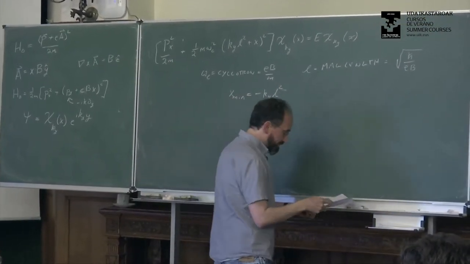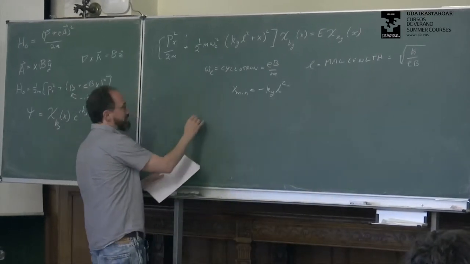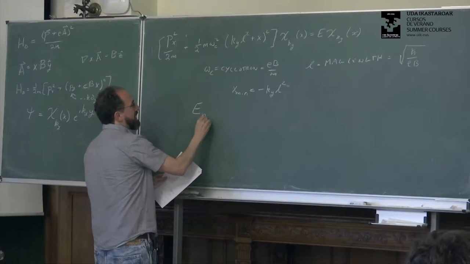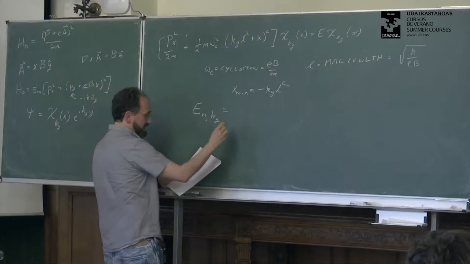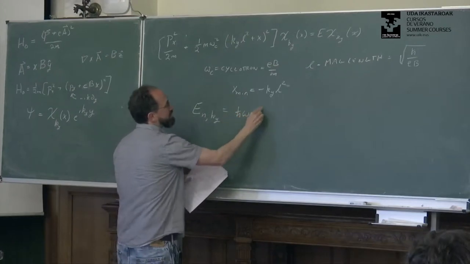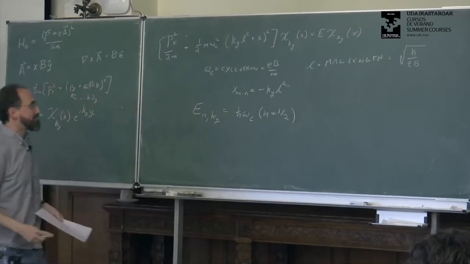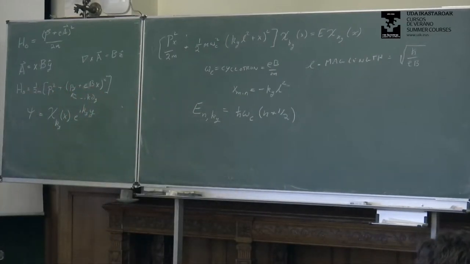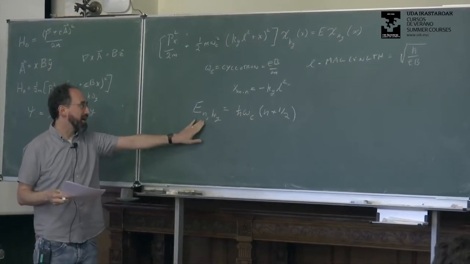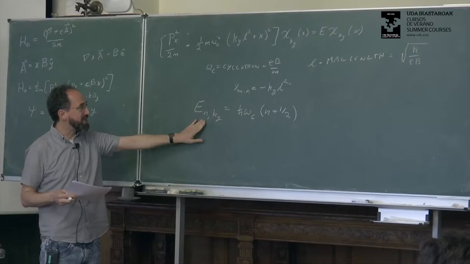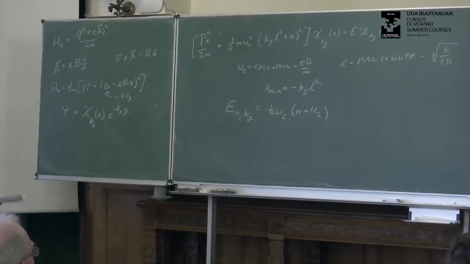So we know what the solutions of this harmonic oscillator equation will be. The nth energy at given ky is h bar cyclotron frequency times n plus 1/2. Okay, so we have a discrete set of energy levels which are independent of the momentum in the ky direction and depend only on this index n. So what do these eigenstates look like?